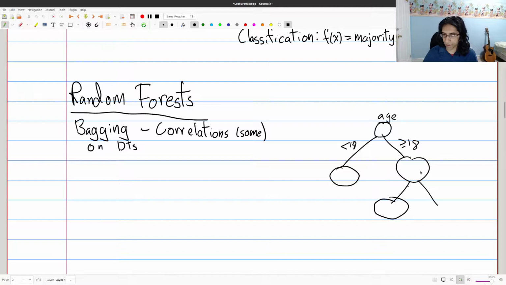Say this could be something like immunocompromised, etc. And then this would be no, and this would be yes, and then you split again. And the idea is that you build a tree by splitting on variables based on various characteristics of data points. That's a reminder of how decision trees work.